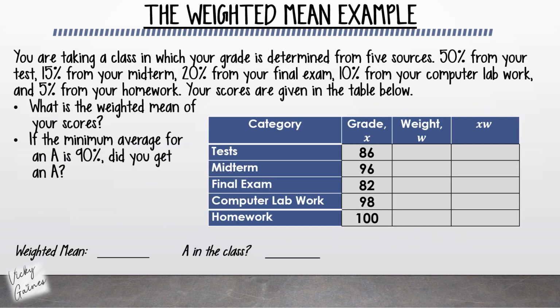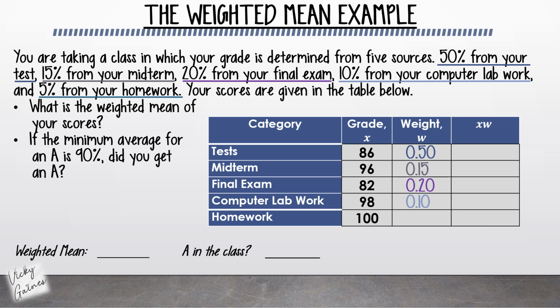Here we go. Example. You're taking a class in which your grade is determined by 5 sources. 50% is from your test, and your test is 86%. 15% is from your midterm. Your midterm was 96%. 20% is from your final exam, which was 82%. 10% is from your computer lab work, which was 98%.